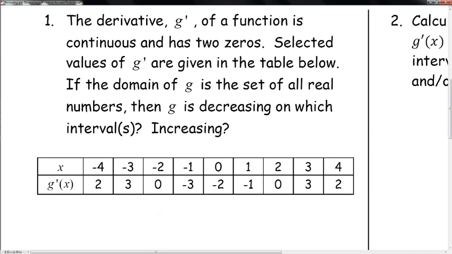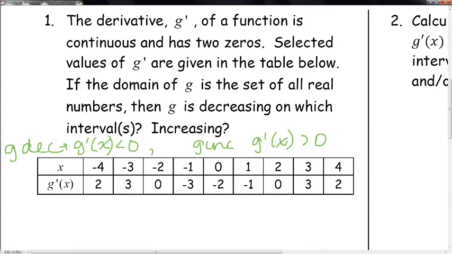The derivative g prime of the function is continuous and has 2 zeros. Selected values of g prime are given in the table below. If the domain of g is the set of all real numbers, then g is decreasing on which intervals? Which ones are increasing? So remember, decreasing means g prime is negative. That would be where g is decreasing. G is increasing where g prime is positive.